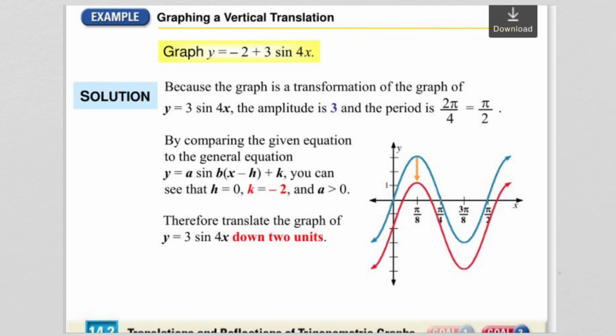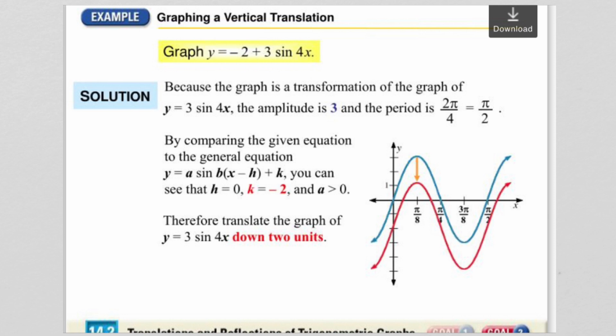The graph y equals negative 2 plus 3 sine 4x. So we know the negative 2 is going to shift it down. We know the 3 is going to stretch the graph, and then finally whatever's inside, we can find the period by doing 2 pi over it.